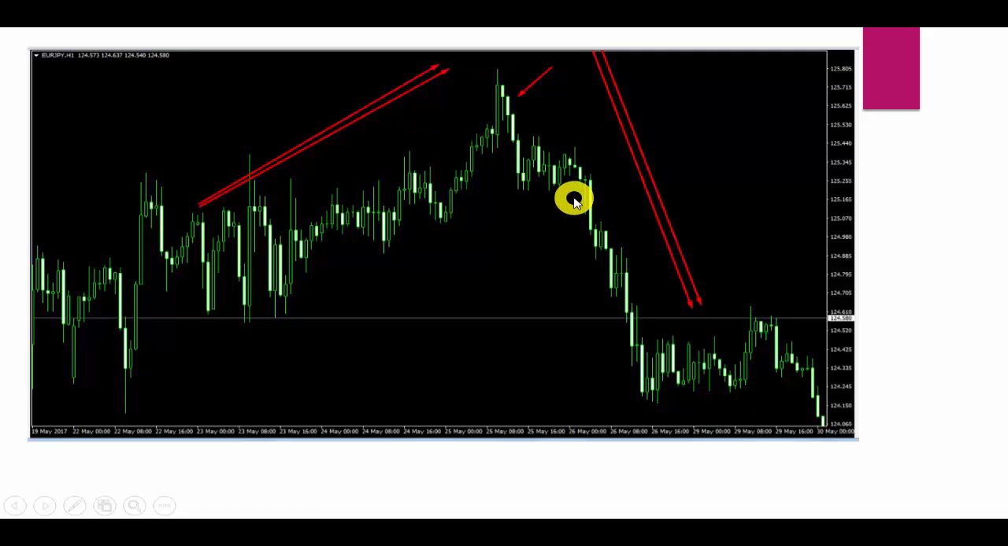So this was the explanation of the three black crows candlestick pattern and how we can trade on it. I'm sure that now you have a clear concept of it.